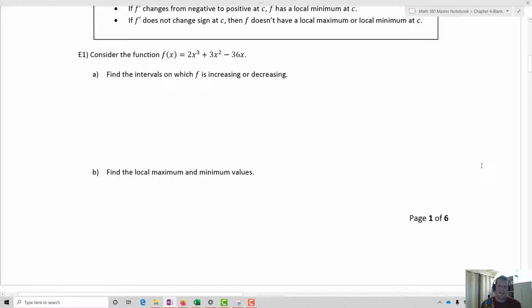So let's make a consideration. Let's consider the function f of x equals 2x cubed plus 3x squared minus 36x. Let's find the intervals on which f is increasing.